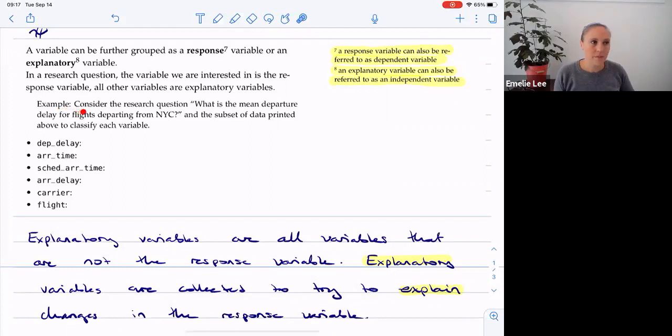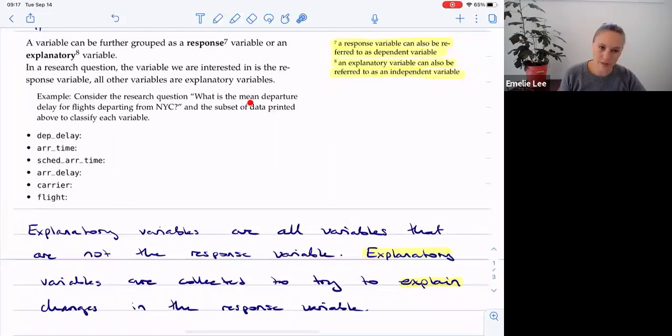Okay, so for example, if we have the research question, what is the mean departure delay for flights departing from New York City, right? And so that's referring to that data set that we introduced last day, right? And so then we have a list of variables and we're going to classify each of these, right, as first either a response variable or an explanatory variable, and then as either a numerical variable or a categorical variable. Okay.